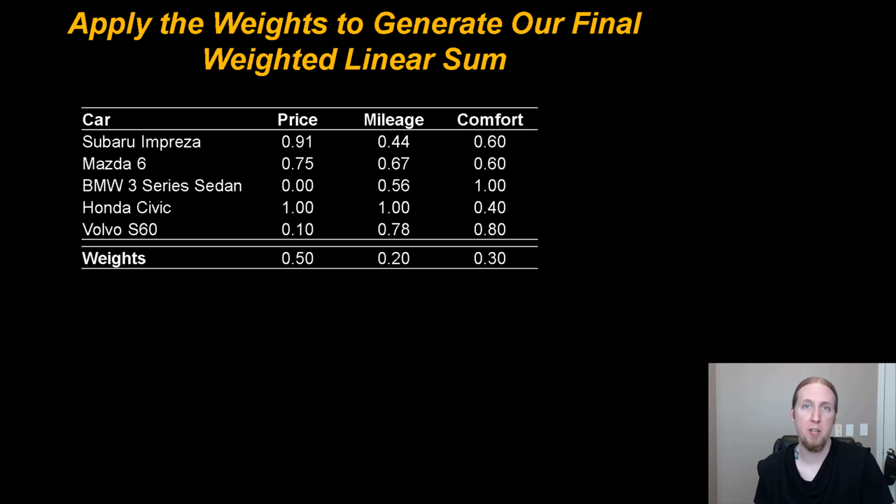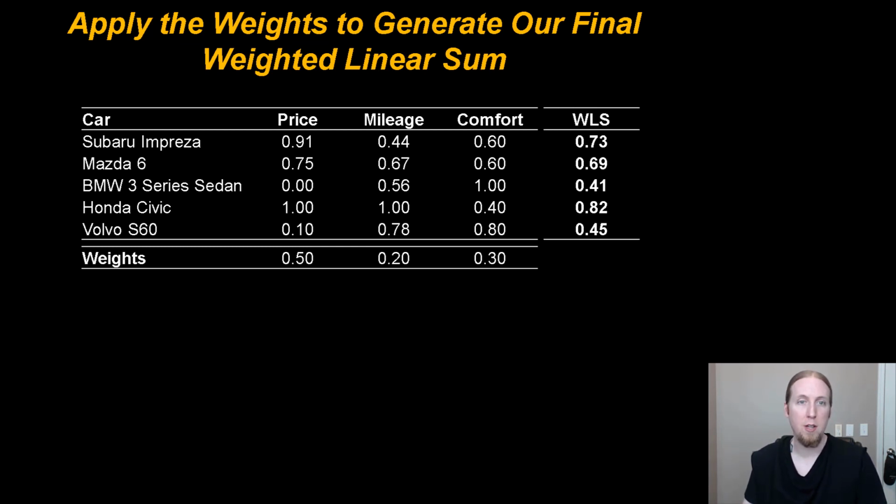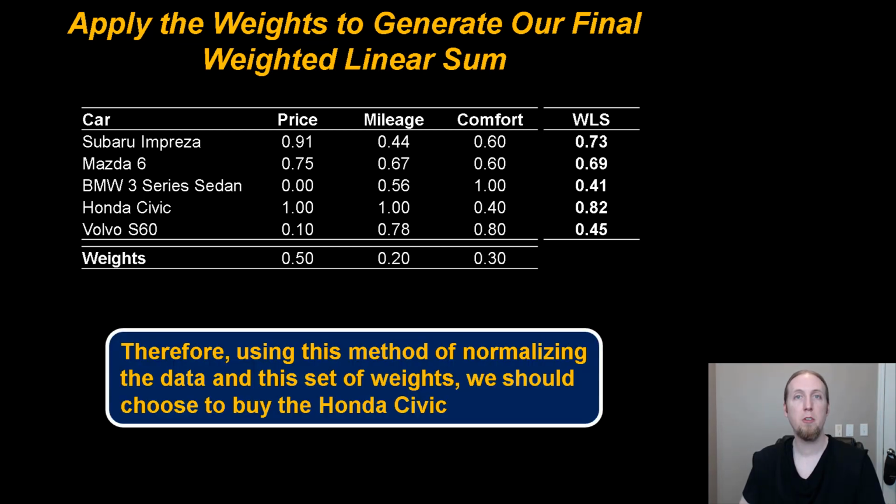We talked in the previous video about how to calculate a set of weights for each criterion, so let's use the values that we came up with in that video. Now we have a weight of 0.5 on price, 0.2 on mileage, and 0.3 on comfort. And for each one of these cars, we can now calculate our weighted linear sum by taking the product of the price and its weight, mileage and its weight, comfort and its weight, and then adding them all together. Because our decision rule is to select the car with the largest weighted linear sum, this indicates to us that the Honda Civic is the car that we should purchase.